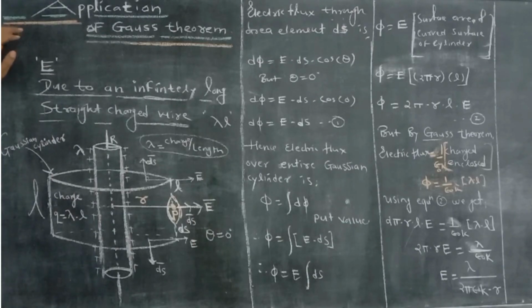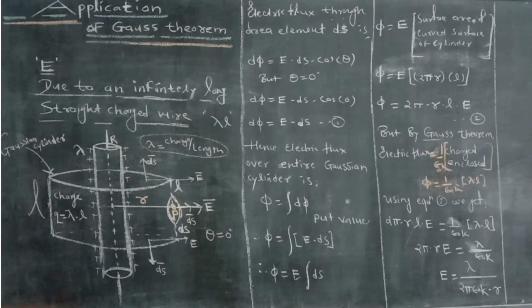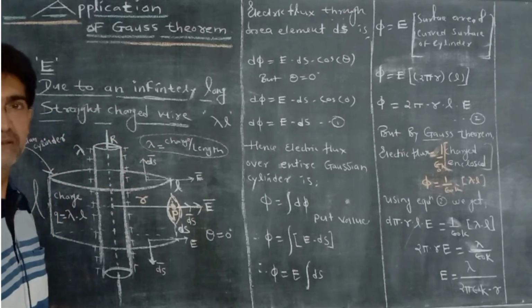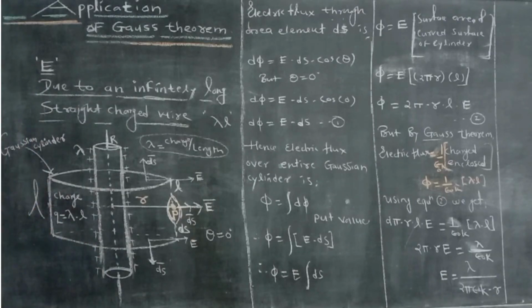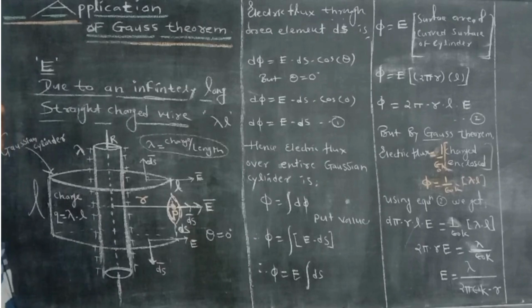In the application of Gauss theorem, the second application is to find the electric field intensity of the infinitely long straight charge wire or infinitely long charge cylinder having the charge density, that is charge per unit length, lambda. Okay, so we want to find the electric field intensity of this charge wire.